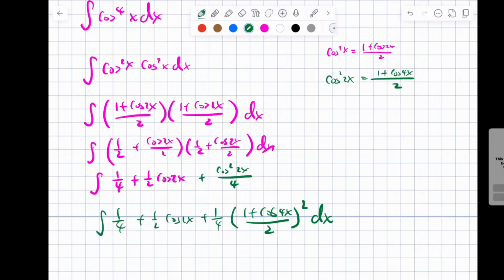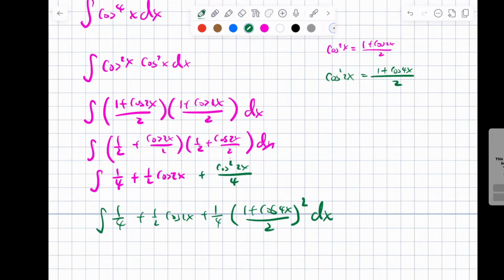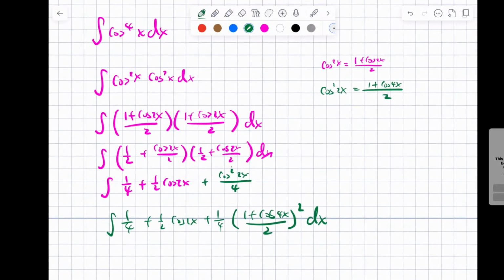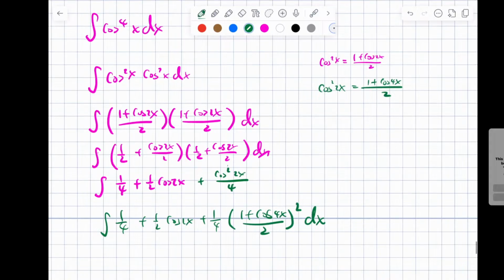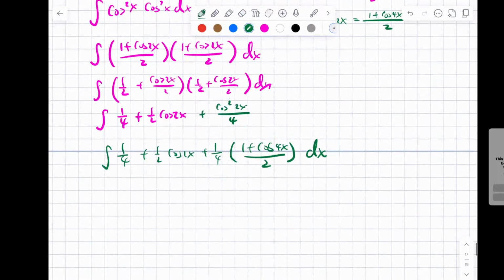Because this is square. Oh no, you don't have to square. You're right, no squares. All right, so that's going to be 1/4 plus 1/2 cosine 2x, and that's a plus. What's 1/4 times 1/2? 1/8, I think. Plus 1/4 cosine 4x.